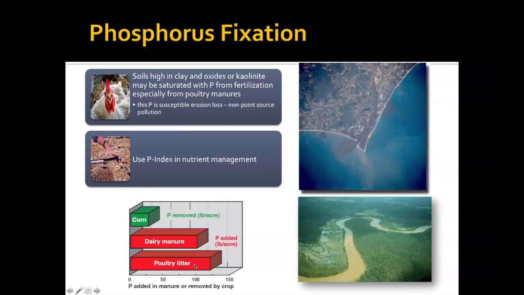Phosphorus is obviously removed by plants. They would be removed by things like corn, but when you try and add dairy manure and poultry litter to meet the nitrogen requirements, remember nitrogen leaches out, you'll end up with a heck of a lot more phosphorus over time. So in these concentrated animal feeding operations, when they apply the manure, the nitrogen leaches out immediately, the phosphorus sticks and then begins to accumulate over time.